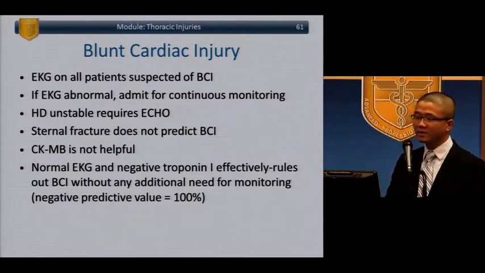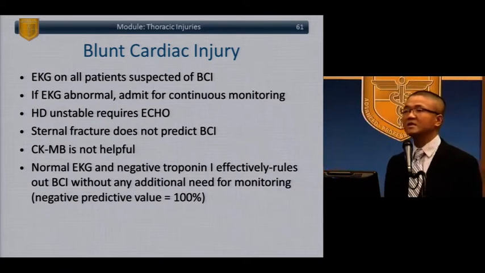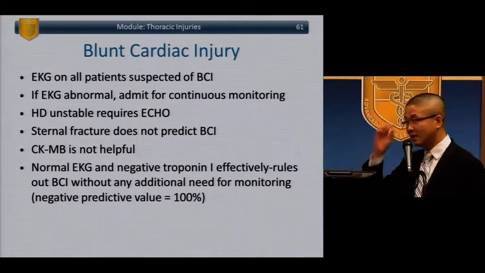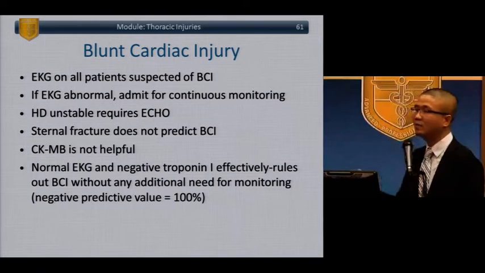Everybody who's suspected of blunt cardiac injury gets an EKG, right? If the EKG is abnormal, we admit the patient for continuous monitoring. Now here's the kicker. If the patient is hemodynamically stable and the EKG was normal, you can discharge them. Well, what are the chances of you discharging somebody that had a mechanism that was strong enough for you to suspect blunt cardiac injury? So that's usually the rate limiting factor.